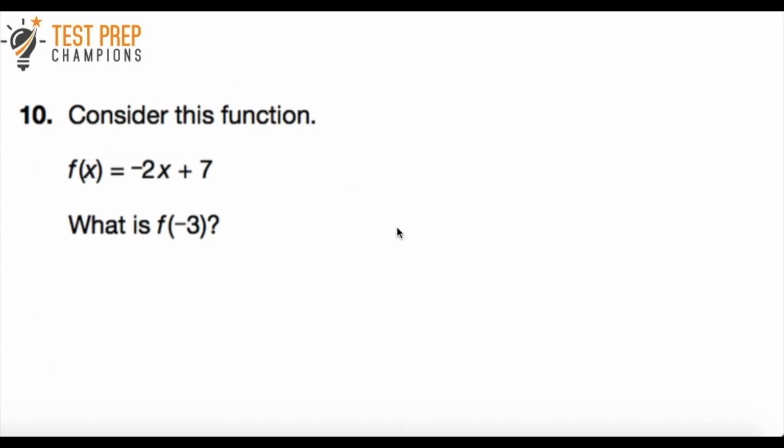Okay, question 10. Consider this function. Function of x equals -2x plus 7. What is function of -3? So go ahead, pause the video, try to figure this out, and then as always, we'll go over it.